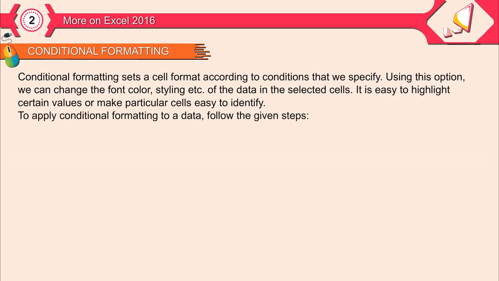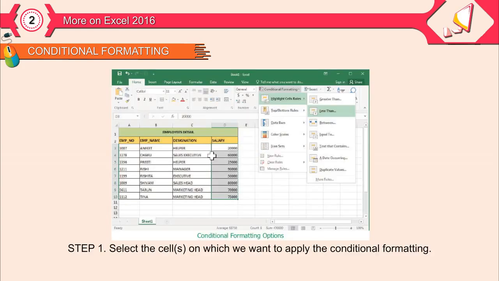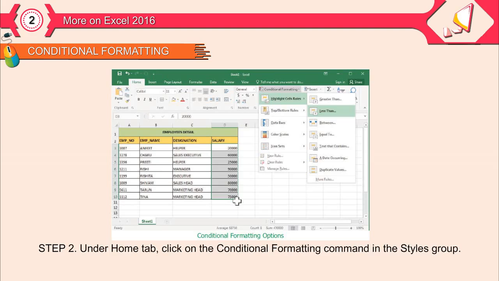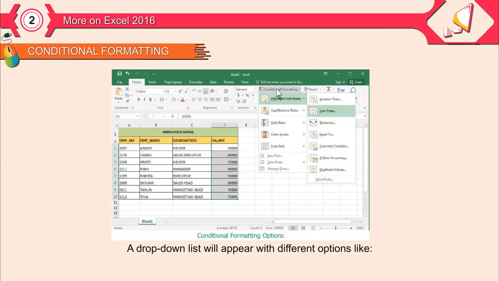To apply conditional formatting to our data, follow the given steps. Step 1. Select the cells on which we want to apply the conditional formatting. Step 2. Under Home tab, click on the Conditional Formatting command in the Styles group. A drop-down list will appear with different options like Highlight Cells Rules.